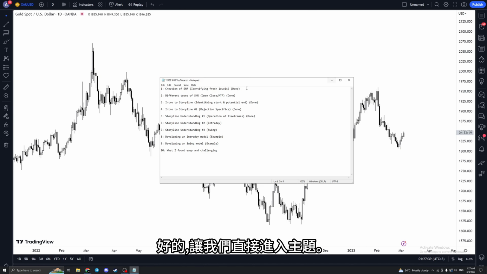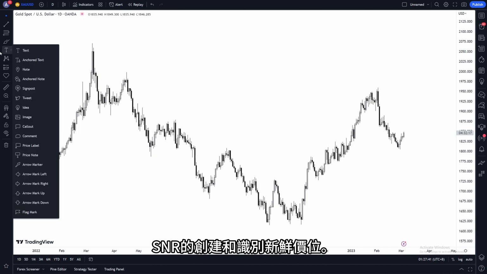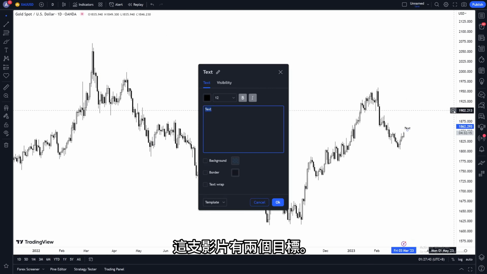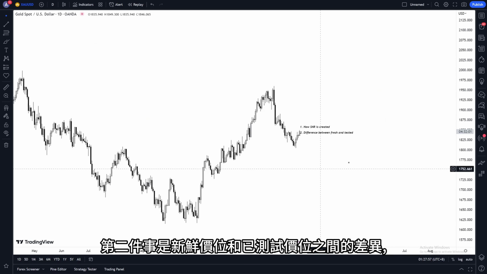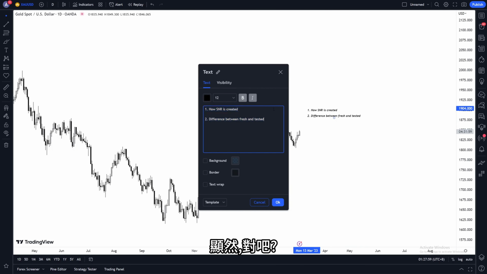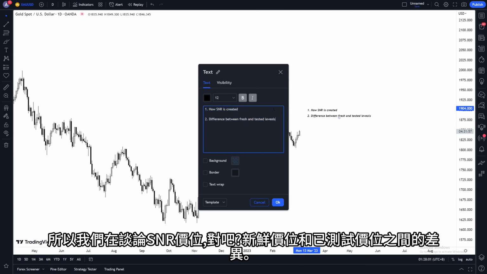Creation of SNR and identifying fresh levels. This video has two objectives. Let me write down these two objectives real quick. The first thing is how SNR is created. The second thing is the difference between fresh and tested levels, obviously. We're talking about SNR levels. The difference between fresh and tested levels.